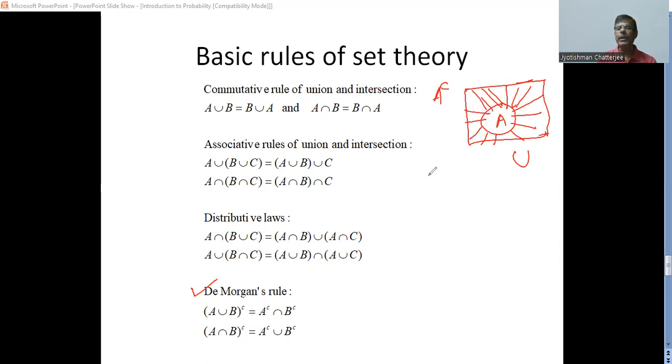There are two more notations for the same thing. We may also write the same thing as A complement or A dash or A bar. All these three notations denote the same thing, that is A complement or the complement of the set A. Now, what does De Morgan's rule say? A union B whole complement is equal to A complement intersection B complement.